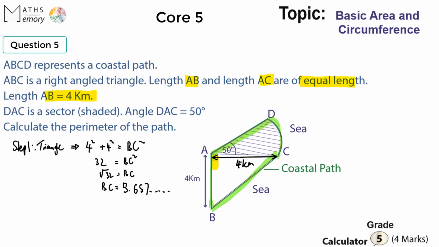So step 1, triangle, we have BC already. That's done and dusted. Right, step 2, let's look at the sector.